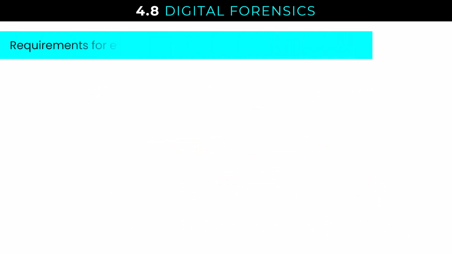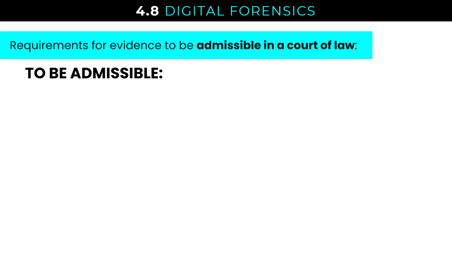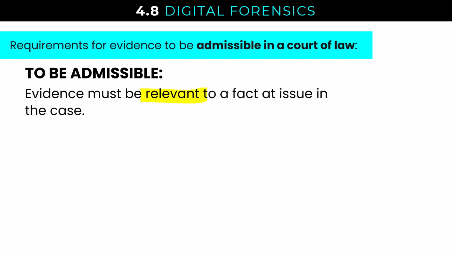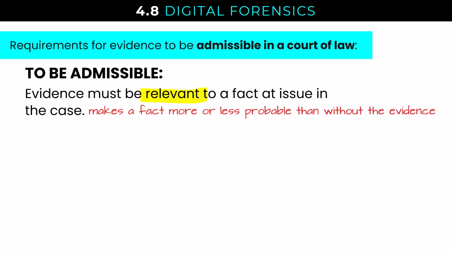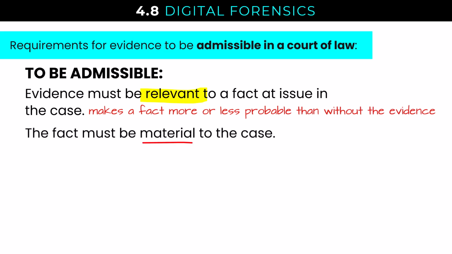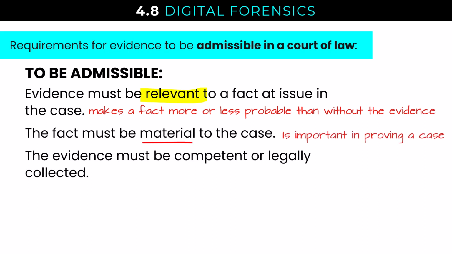So let's talk about what it takes for evidence to be admissible in a court of law. So to be admissible, evidence must be relevant to a fact at issue in the case. It has to make that fact either more or less probable than without the evidence, depending on which direction you're trying to prove. The fact must be material to the case, so the evidence needs to be important in proving the case. It must be competent or legally collected, so competent means reliable here.